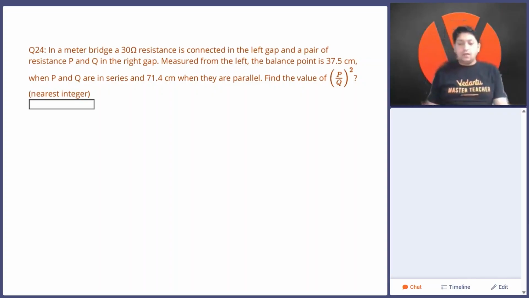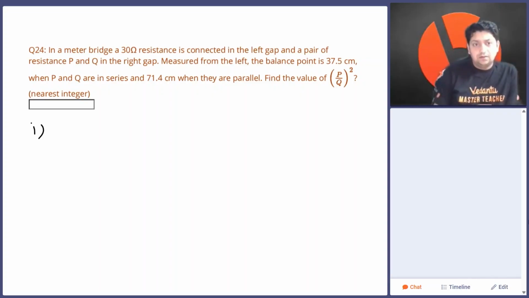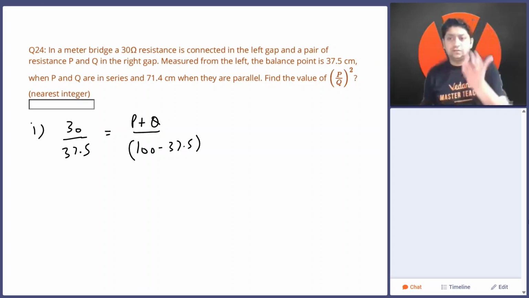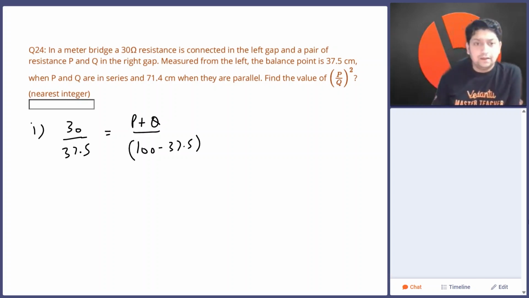So in the first case, the meter bridge in the left hand side has 30 ohm resistance and the balance point has come out to be equal to 37.5, and P and Q were in series. So the equivalent resistance will be P plus Q, and 100 minus 37.5 will be the length, which is proportional to this. So this is the first equation.